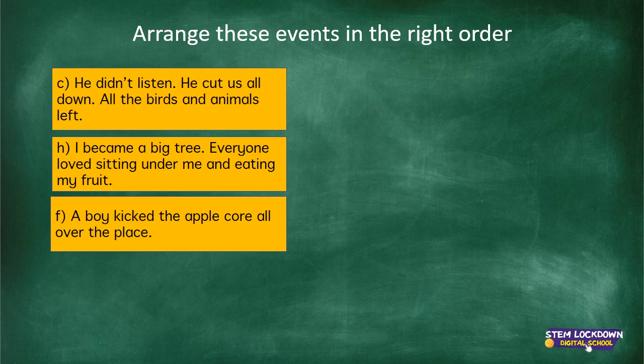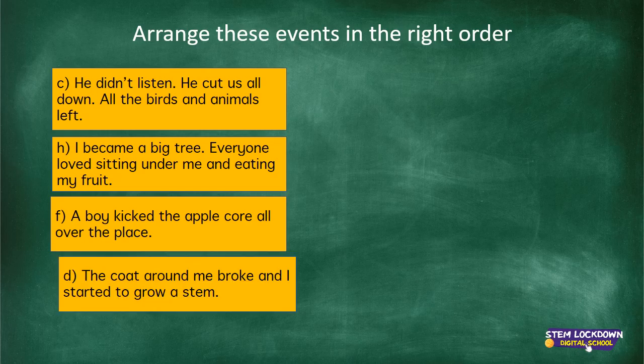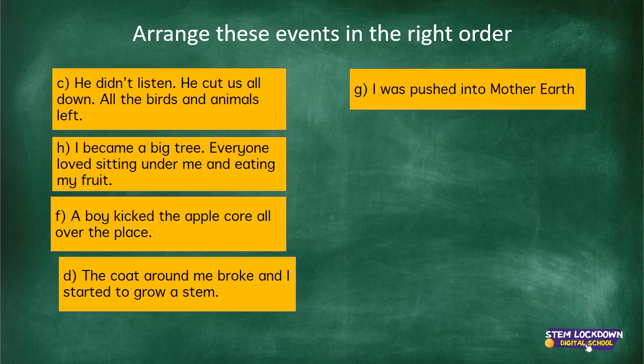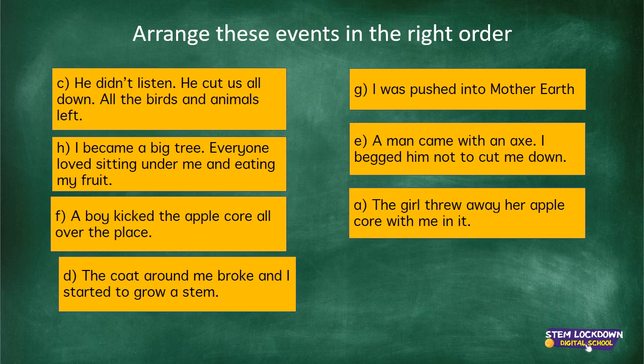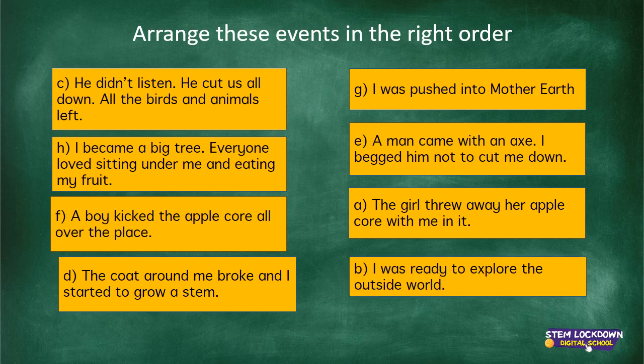Number F. A boy kicked the apple core all over the place. Number D. The coat around me broke and I started to grow a stem. Number G. I was pushed into Mother Earth. Number E. A man came with an axe. I begged him not to cut me down. Number A. The girl threw away her apple core with me in it. Number B. I was ready to explore the world, the outside world. Let me give you some time now to write the letters in the correct order, in your opinion.